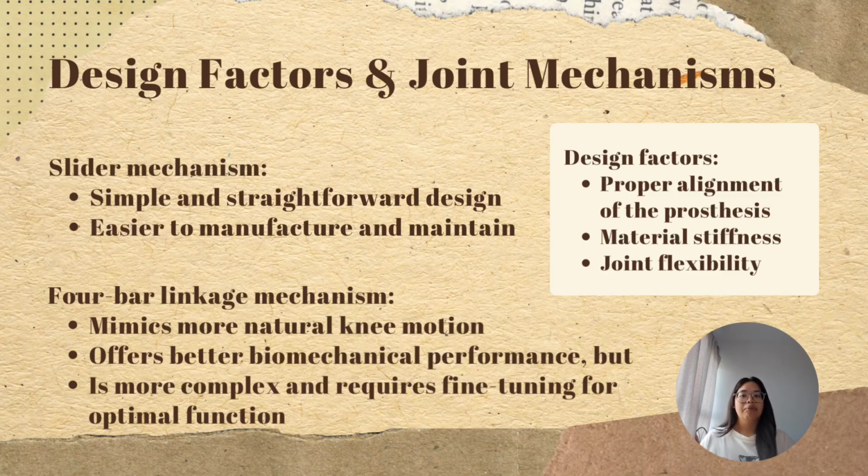We considered alignment, material stiffness, and joint flexibility, which all affect performance and energy efficiency. A misaligned or overly stiff prosthetic can cause fatigue, while proper alignment and flexible lightweight materials like carbon fiber or titanium improve natural movement. Additionally, we looked into joint systems like slider and four-bar mechanisms. Sliders are simpler, but four-bar linkages offer more realistic knee motion, although they are more complex and need fine-tuning.